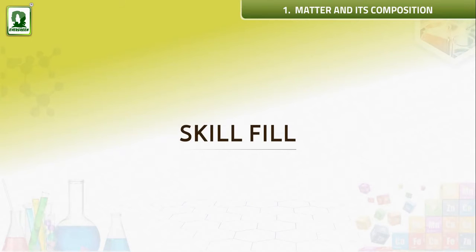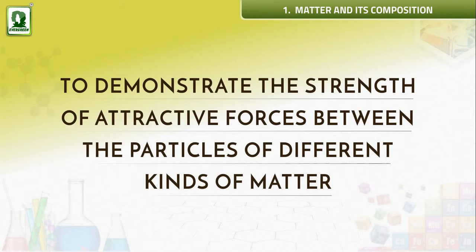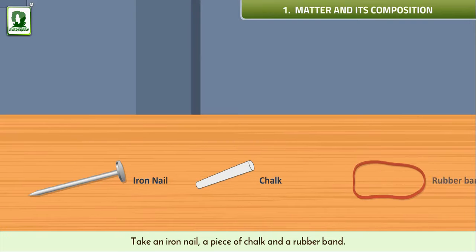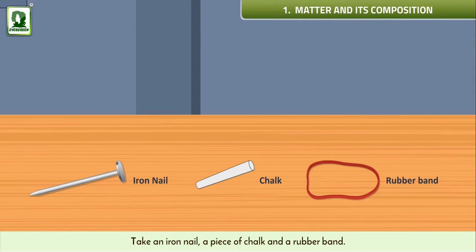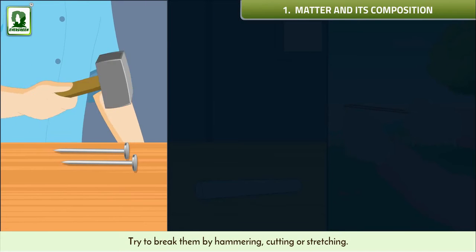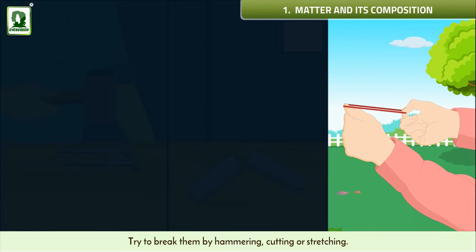Skill fill. To determine the strength of attractive forces between the particles of different kinds of matter. Take an iron nail, a piece of chalk and a rubber band. Try to break them by hammering, cutting, or stretching.